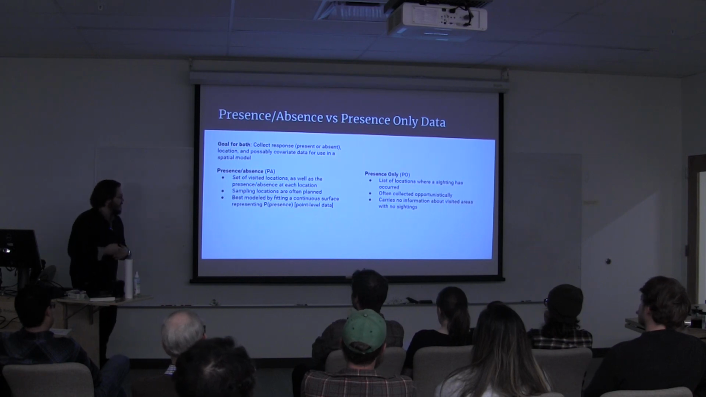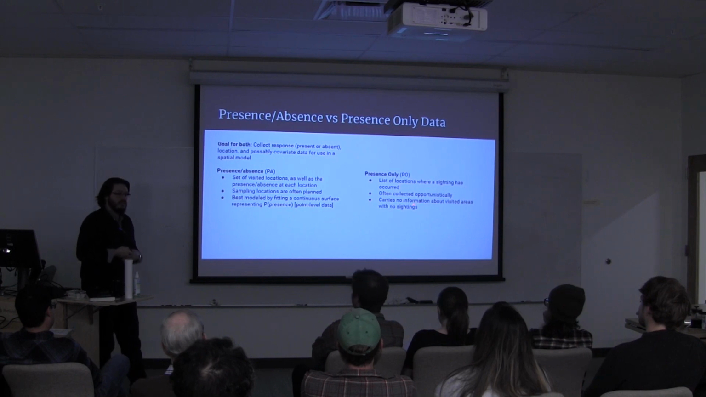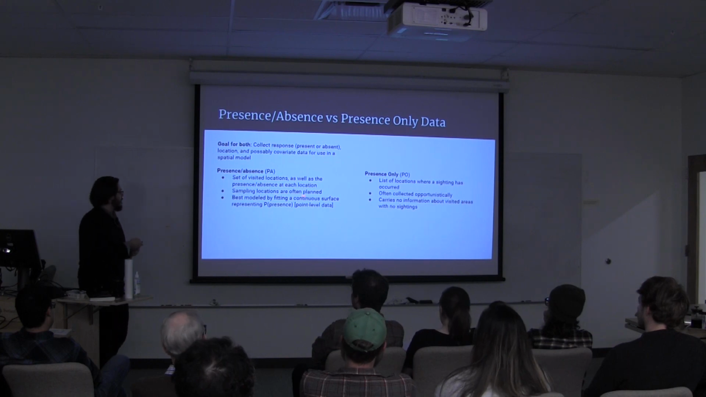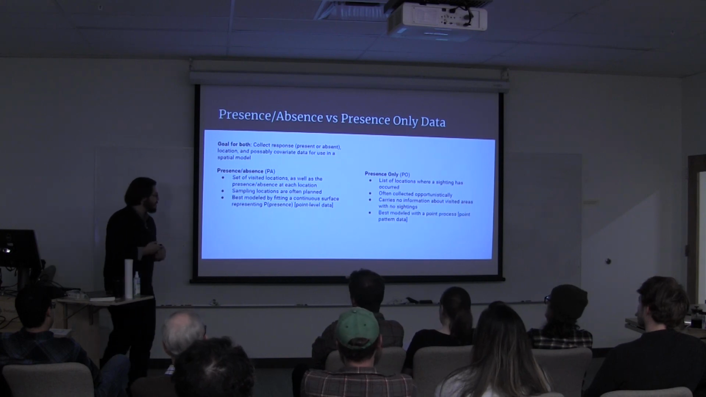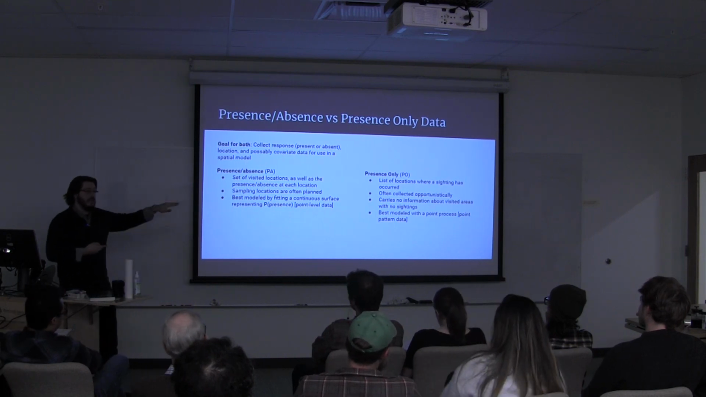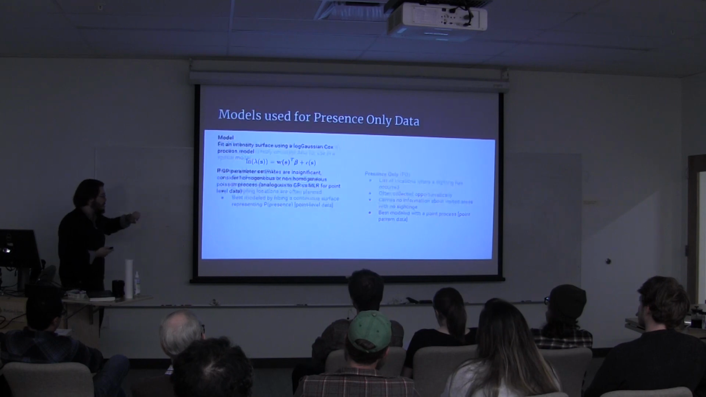It might be opportunistically gathered, but it doesn't carry information about the visited areas with no sightings, right? That person isn't saying, oh, I went here, went here, went here, and didn't see mule deer, but then I saw one here, right? So it carries a little bit less information. And this is best modeled as a point process. We have two different types of data happening. This is what makes the fusion problem hard.